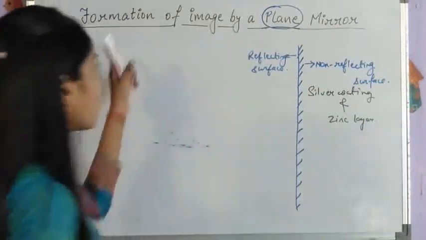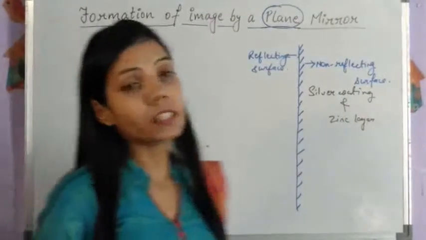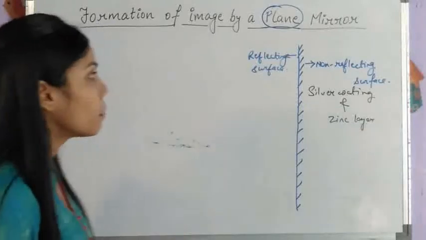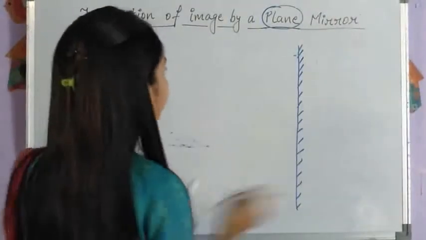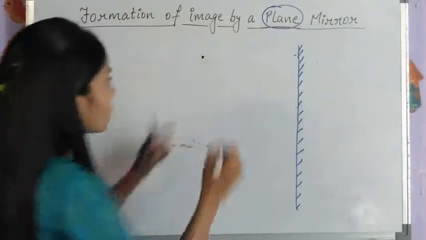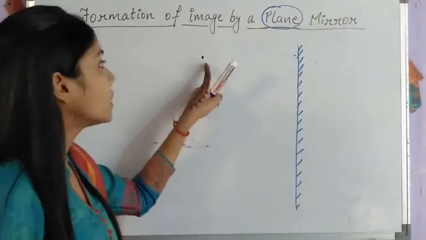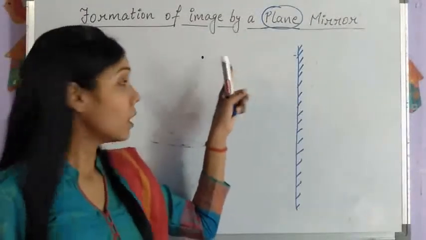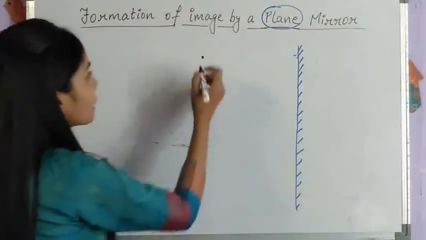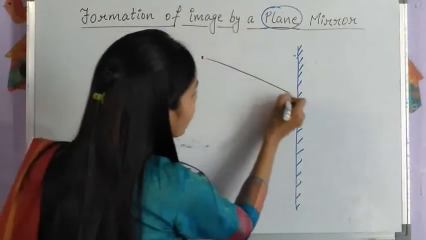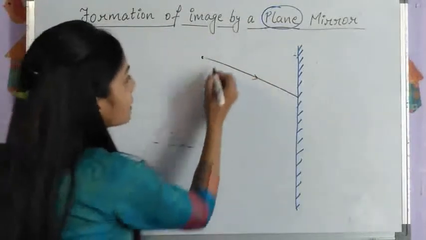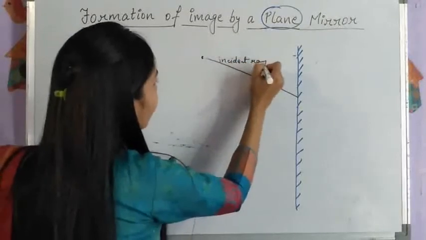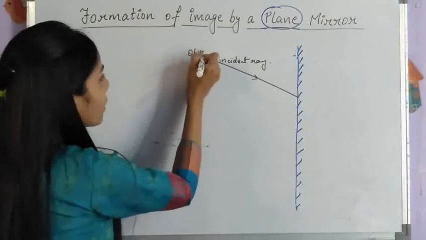Okay, now formation of image. How does the image formation actually take place, and what are the qualities and effects that could be seen in this whole procedure? Let us take an object which is in front of the mirror, and let us say that there is some light source falling on this object, and from this object the light is incident on the surface of this plane mirror. This is our incident ray.